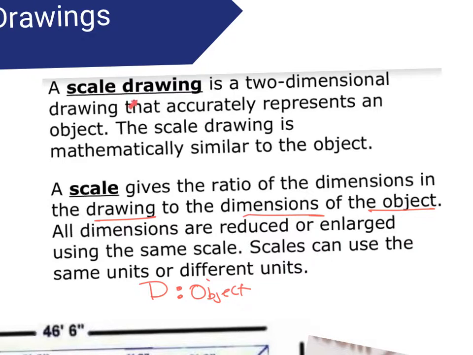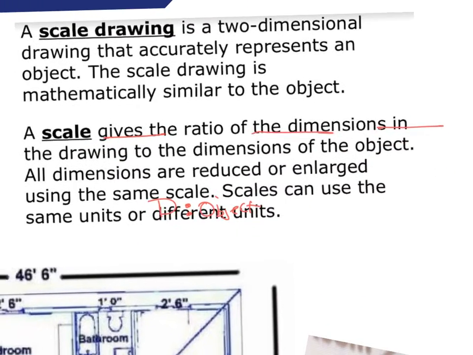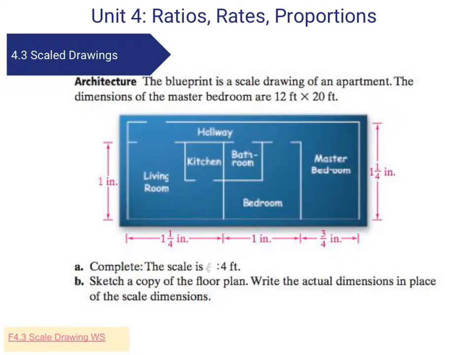Okay, so a scale drawing is a two-dimensional drawing. The scale is that little key that tells you how much of the drawing represents the actual amount. So let's take this example. This blueprint is a scale drawing of an apartment. The dimensions of the master bedroom are 12 feet by 20 feet. That's in real life. The actual apartment is 12 by 20.